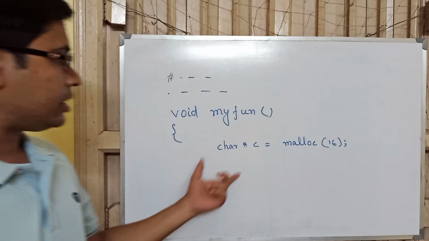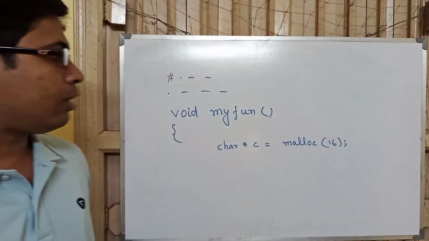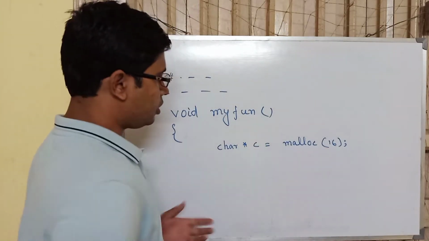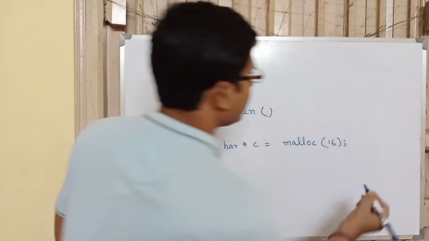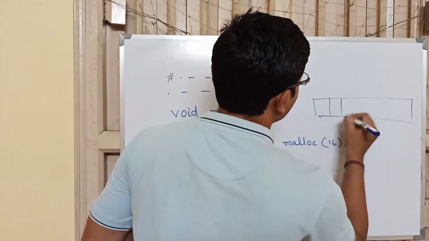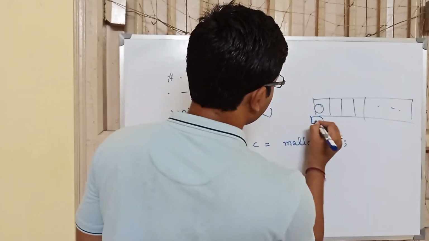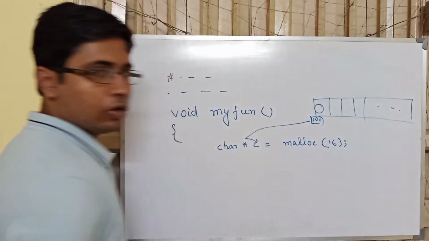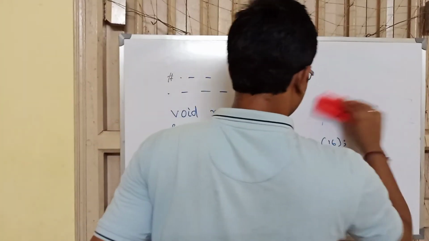What do we mean by that statement? Malloc is the function that is used for dynamic memory allocation. When we allocate memory dynamically, we use the malloc function. What does it return? It returns the base address of the memory. Suppose this memory is allocated 16 bytes. The first location's address, suppose it is 100, will be returned to c. Understood? So that is malloc.